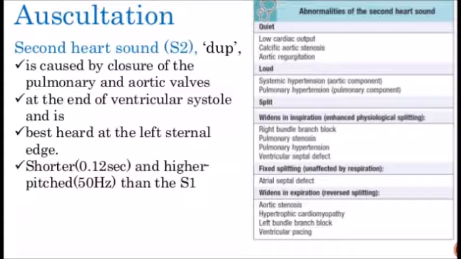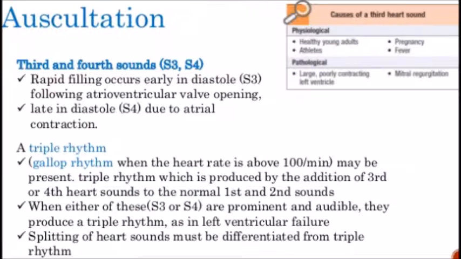The next heart sound is dub. It is caused by the closure of the pulmonary and aortic valves at the end of ventricular systole, and it is best heard at the left sternal edge. Its duration is 0.12 second, and it is a higher pitch sound, around 50 hertz. Some of the abnormalities are given for the second heart sound.